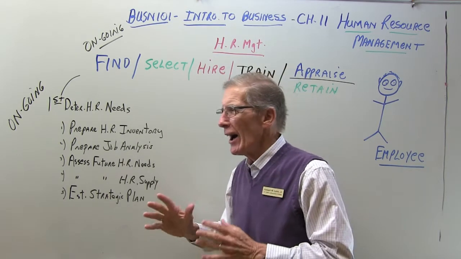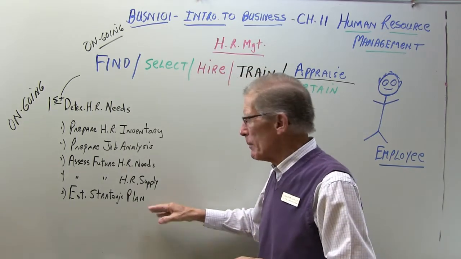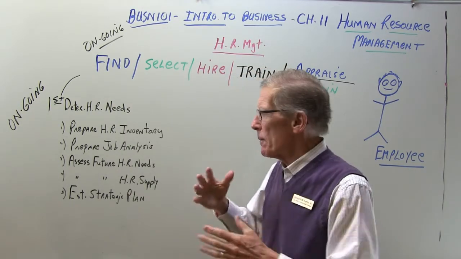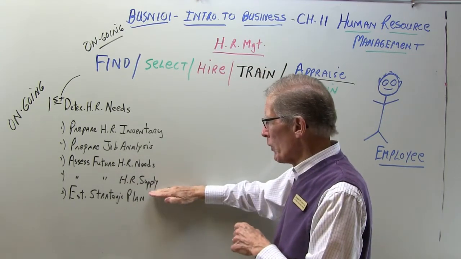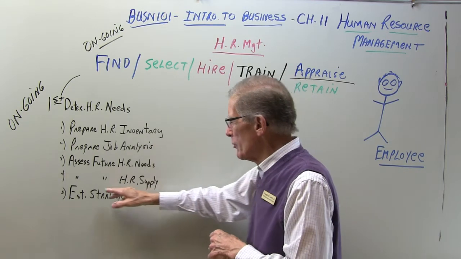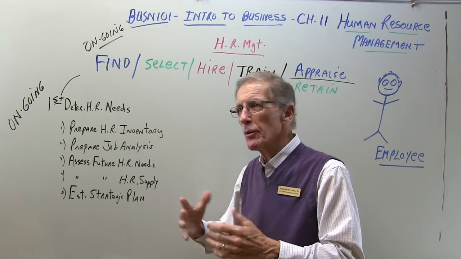Then assess the future supply. What's the supply of people? What's the availability of people in that area? Then come up with a plan. Now, should you be doing this on an ongoing basis? Yes, and if you're doing these first four on an ongoing basis, should your strategic plan change over time? Yeah, depending on what your needs are.